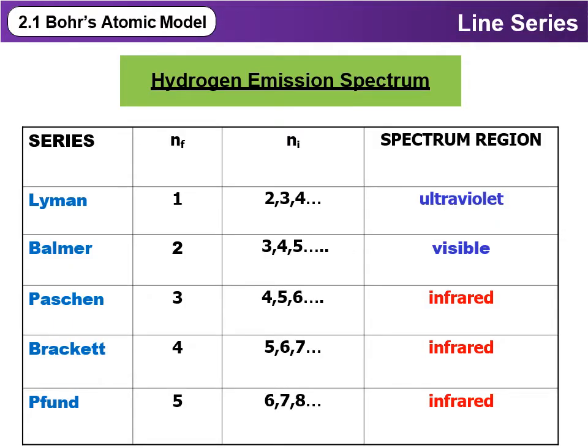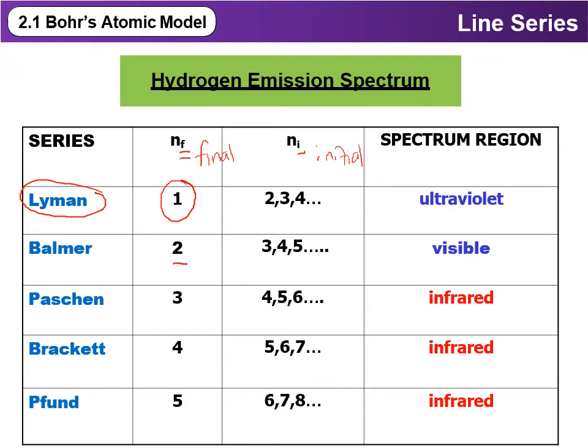Okay, then the next one. Every electron, when they drop to n equal to 1, the F here represents final, while the I here represents initial. No matter which energy level the electron was excited to, as long as it falls to n equal to 1, we consider the line to be produced in the Lyman series.